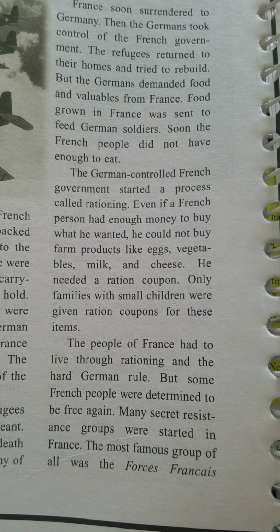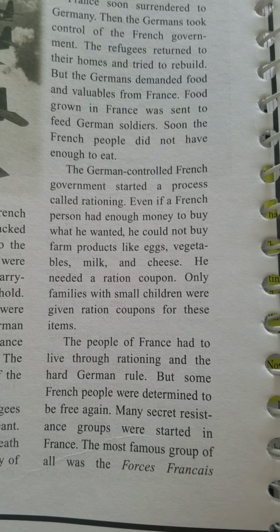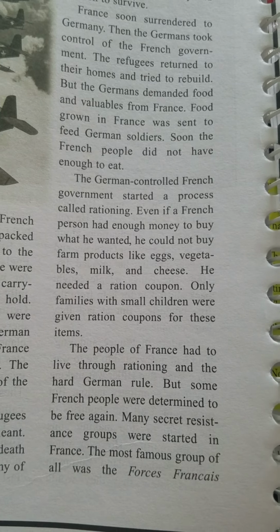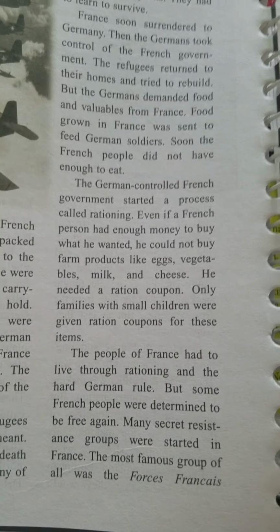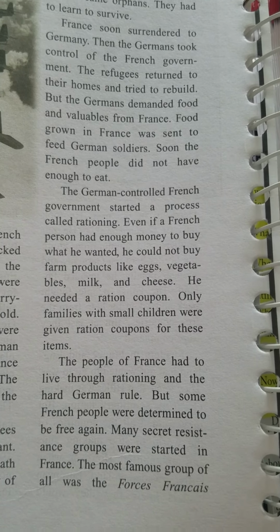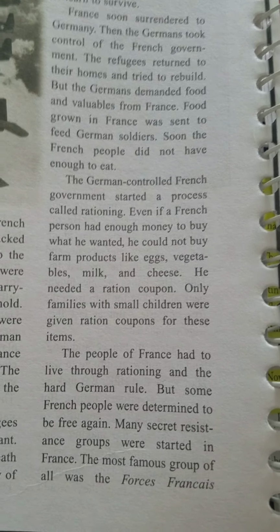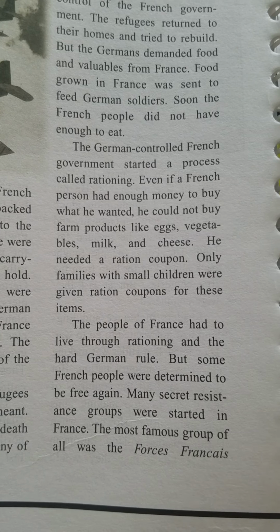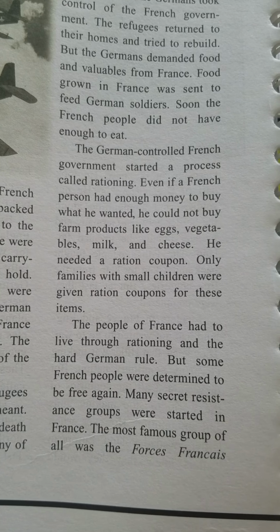Even if a French person had enough money to buy what he wanted, he could not buy farm products like eggs, vegetables, milk, and cheese. He needed a ration coupon. Only families with small children were given ration coupons for these items. The people of France had to live through rationing and the hard German rule.